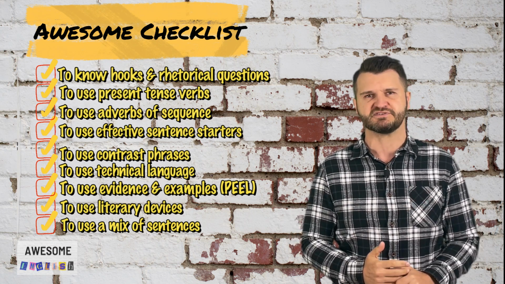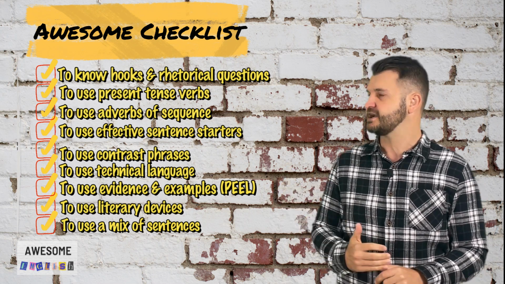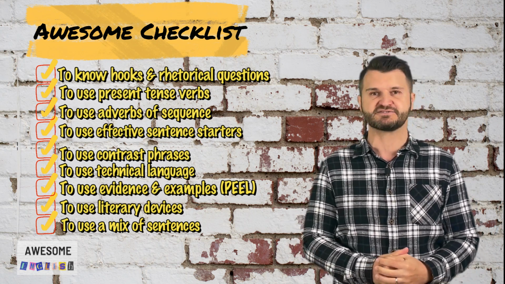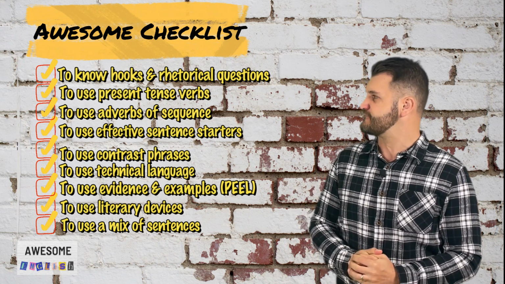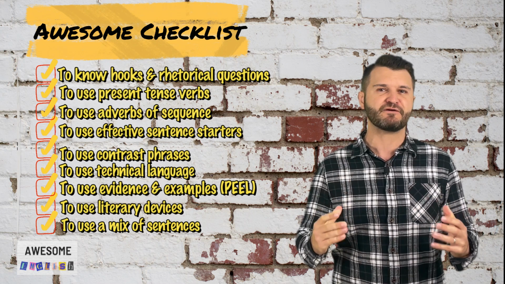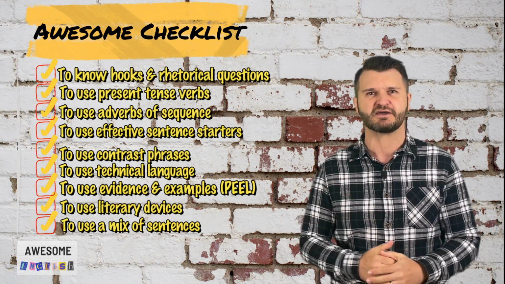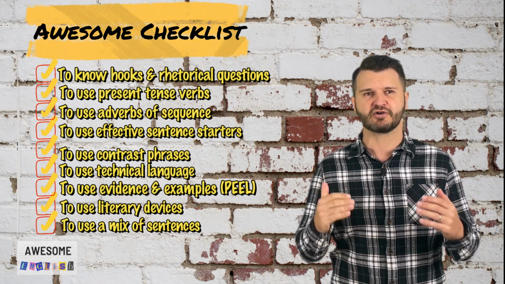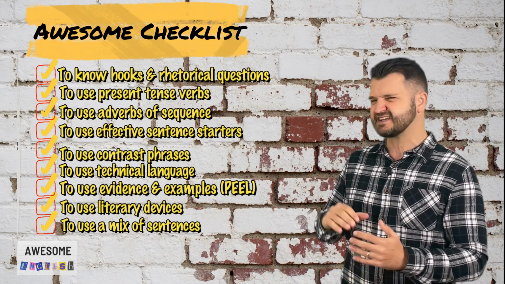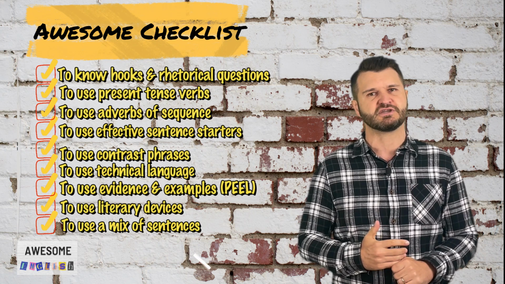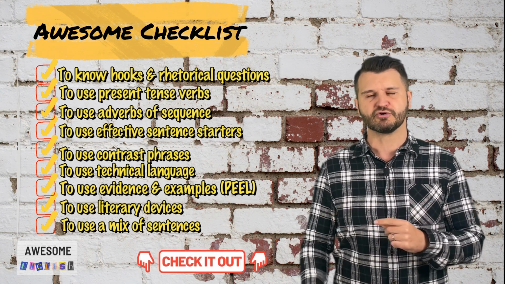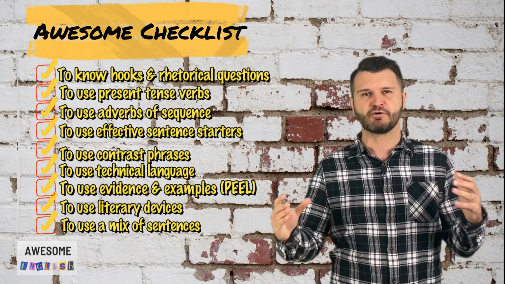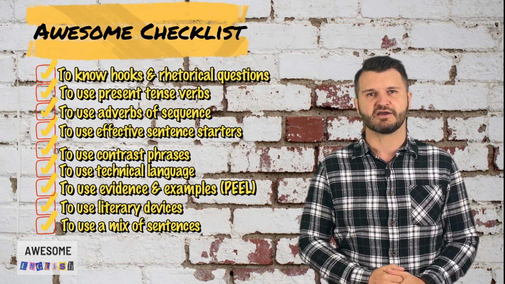for your micro elements. So the first one is to be able to use hooks and rhetorical questions to engage the reader. Then to be able to use present tense verbs. To be able to use adverbs of sequence. To use effective sentence starters at the right part in your discussion essay. To use contrast phrases. To use technical language. To use evidence and examples. So that's that Peel strategy. If you haven't checked out the video on Peel, do it on the channel. And then to use literary devices. And then finally, a mix of simple, compound, and complex sentences. All right, let's learn more.